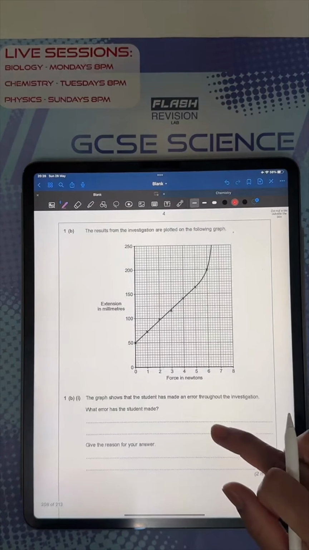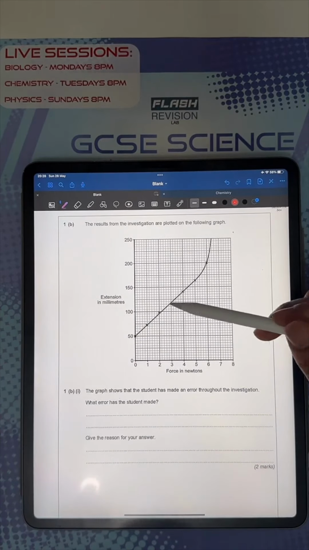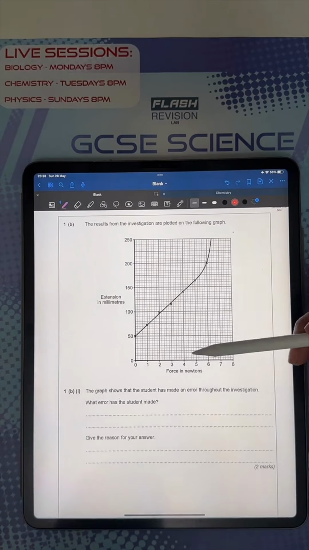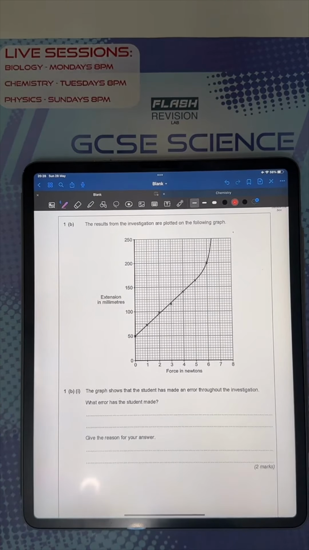Next up, the results from this investigation are plotted on the graph. So we got extension against force. What error has the student made looking at this graph? Paper 2 for most people. I think it's just, is it just Edexcel? That's paper 1.